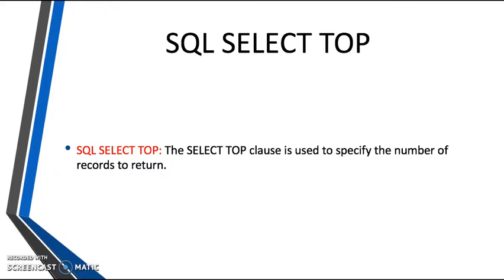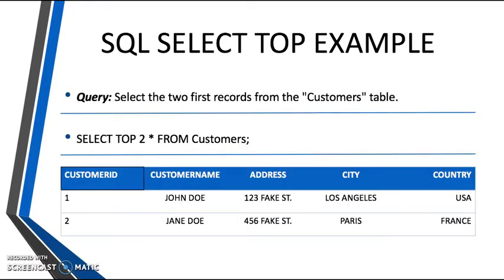Next, the SQL select top clause is defined as a clause used to specify the number of records to return. Here's an example of SQL select top. The query reads, select the 2 first records from the customers table. The code executed is select top 2 from customers, which we then see the 2 first records in the output with the following information: customer ID, customer name, address, city, and country. And again, here are the top 2 records.